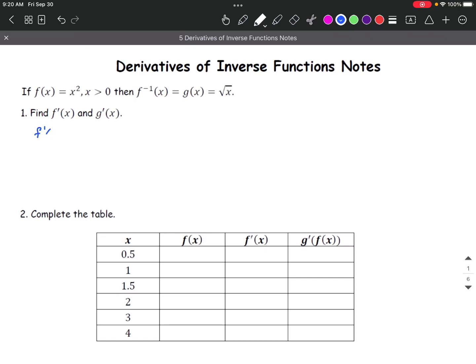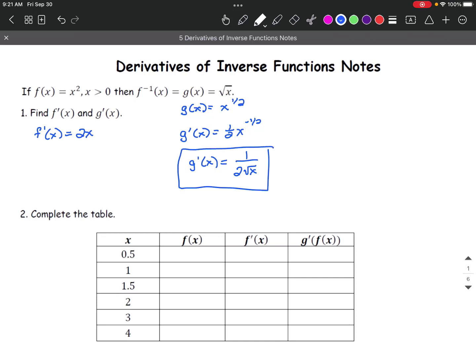So f prime of x, the derivative of x squared, is 2x. Now remember, if g of x is the square root of x, that's x to the 1/2, which means that g prime of x is 1/2 x, subtract 1, you get negative 1/2. So g prime of x is 1 over 2 radical x. So this is g prime of x, this is f prime of x.